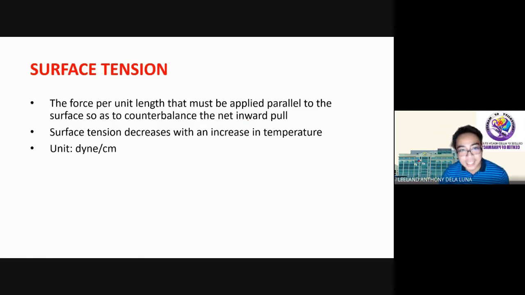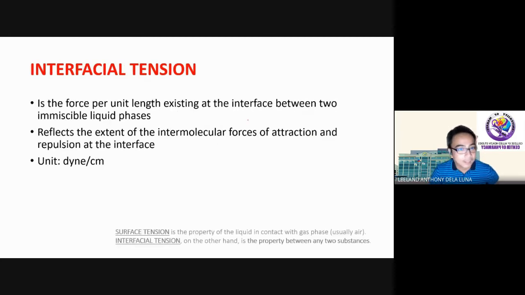Okay, so what is surface tension muna? The surface tension, class, is the force per unit length that must be applied parallel to the surface so as to counterbalance the net inward pull. The surface tension decreases with an increase in temperature. I think alam niyo na rin naman to. And the unit is dyne per centimeter. What about interfacial tension? It's the force per unit length existing at the interface between two immiscible liquid phases. Okay, so it reflects the extent of the intermolecular force of attraction and repulsion at the interface.